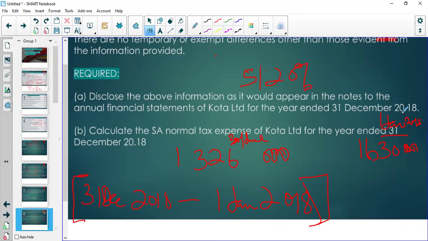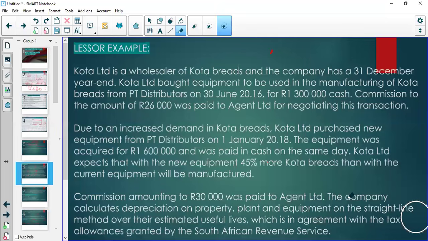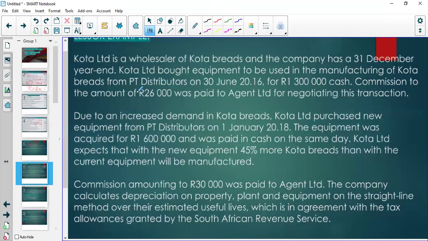We don't have residual value, so remember that. Before we start, I want to say to you, this question I copied from, I think, a 2016 assignment, for some semester module. I want to say something to you: this commission, by its nature, is deductible immediately.